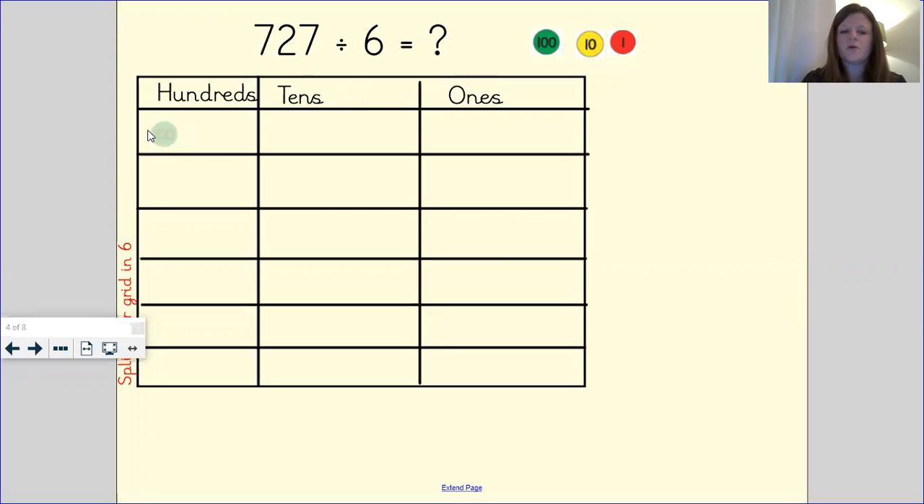Hopefully you can work this out mentally. You will know what's going to happen. Is there going to be an exchange? Have a look. 700 divided by 6. Do you think there's going to be an exchange?